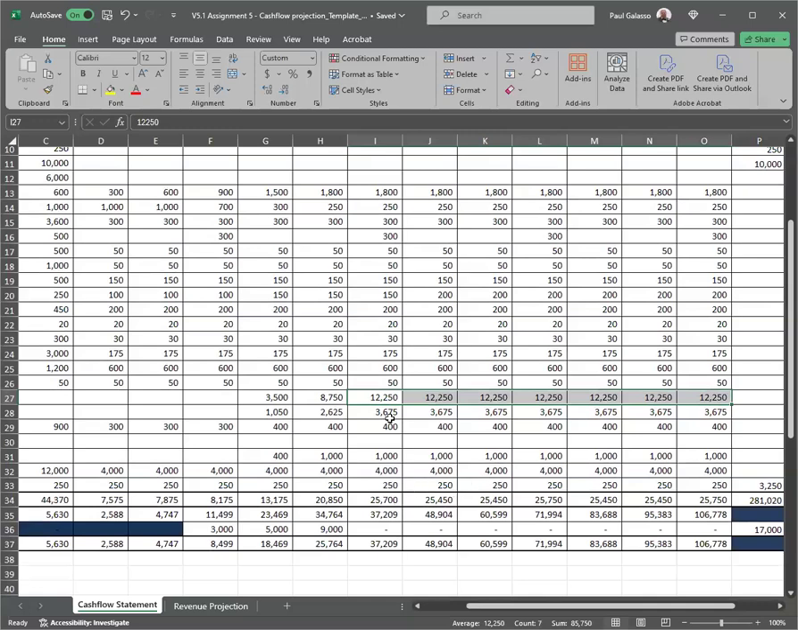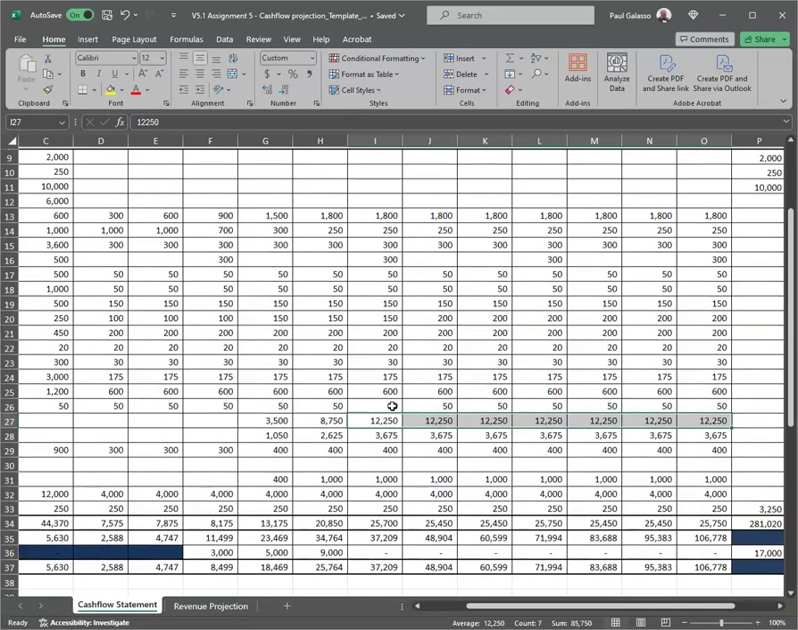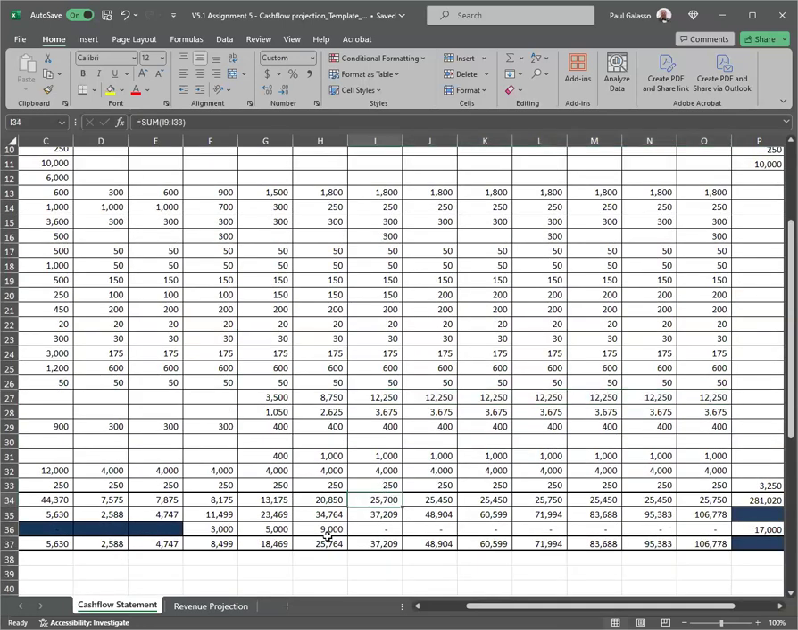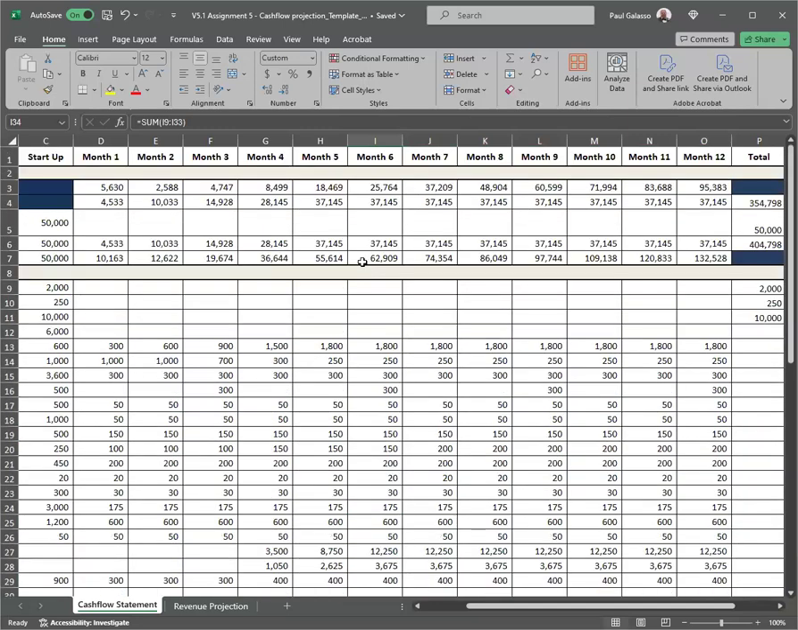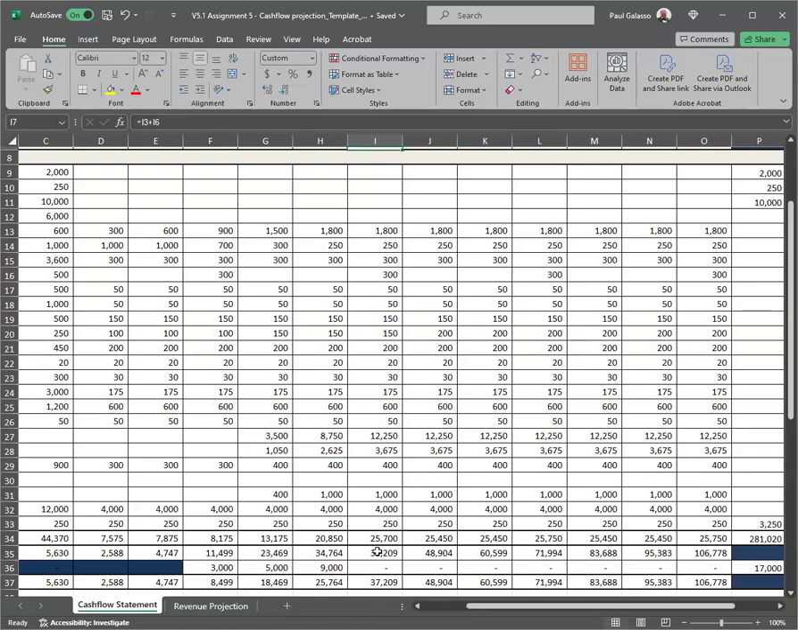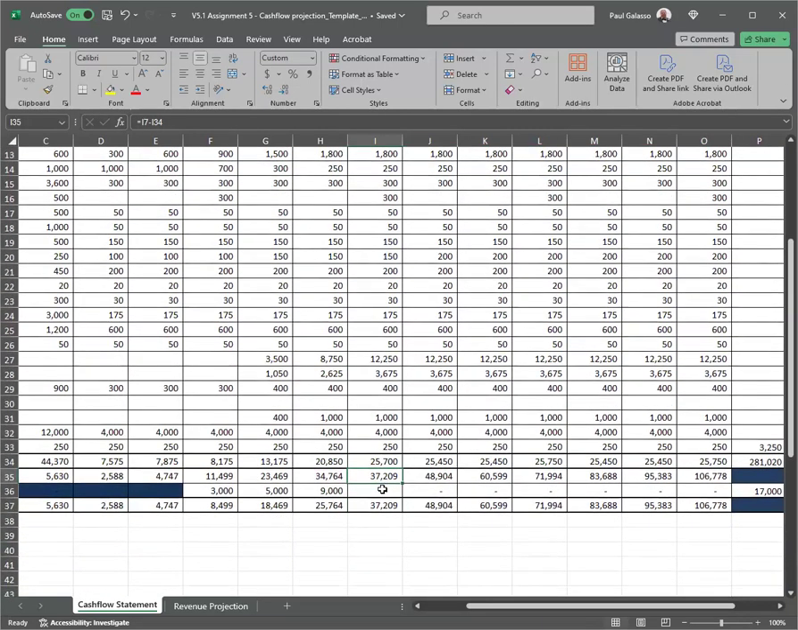So what that does is at the end of month 6, our expenses are $25,700. We subtract that from the $62,909, leaving us with $37,209 at the end of month 6. We're going to go ahead and take another $9,000 out for owner's draw, and we'll just continue to take $9,000 out for the rest of the year.